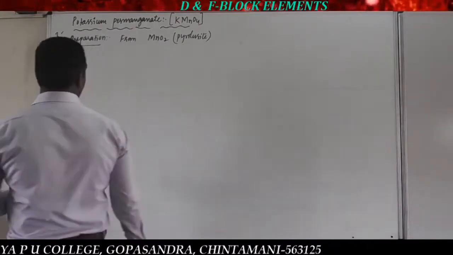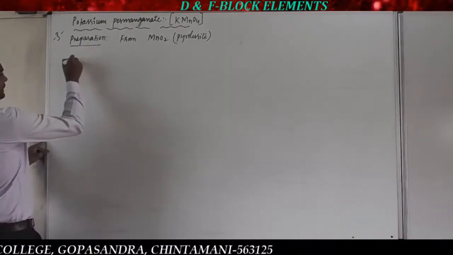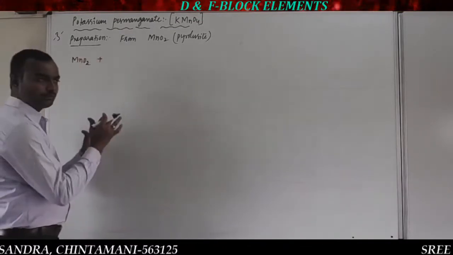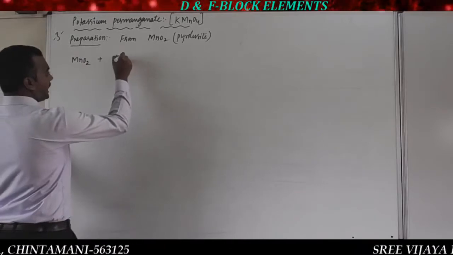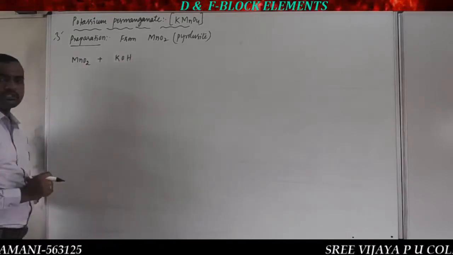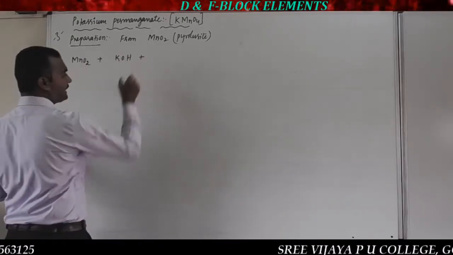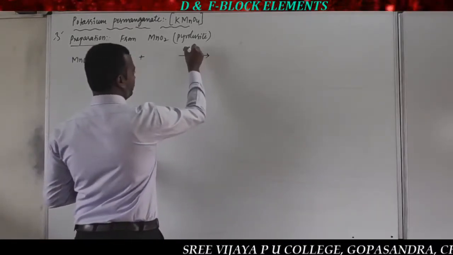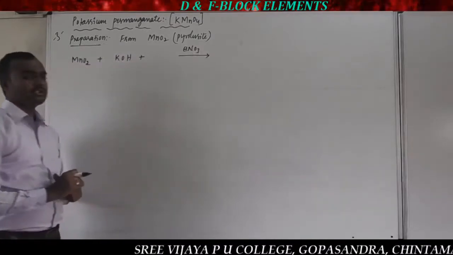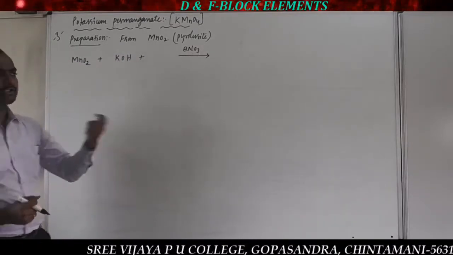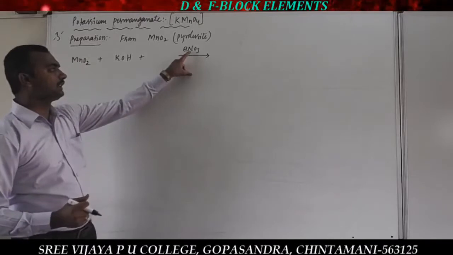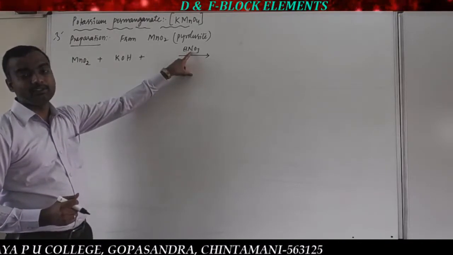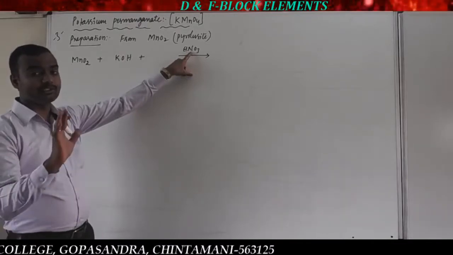So, what is the first step? In the first step, MnO2 is fused with potassium hydroxide in the presence of an oxidizing agent, that is HNO3, nitric acid. Why is it called an oxidizing agent? When you calculate the oxidation state of nitrogen, you will get +5. Nitrogen can exhibit the oxidation state +5 only when it is combined with oxygen.